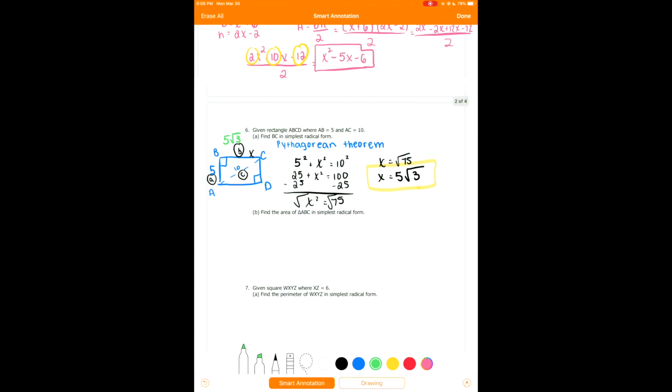Find the area of triangle ABC in simplest radical form. So triangle ABC, I'm going to take it out of my rectangle here, and my area is my base times height over 2. So my base is going to be this 5 radical 3. And my height is going to be my 5 all over 2. 5 times 5 is 25. Keep my radical 3 all over 2. And you can just leave your answer like that. You don't have to simplify it any further.